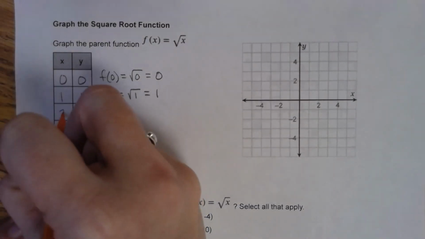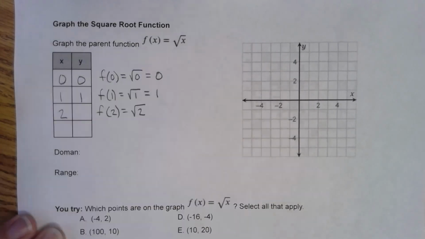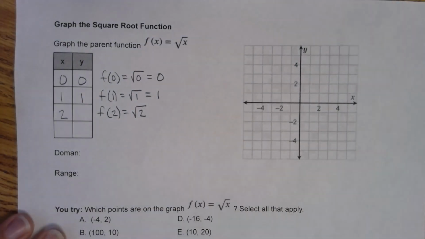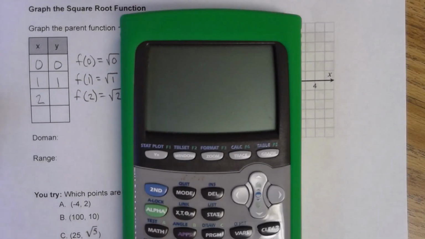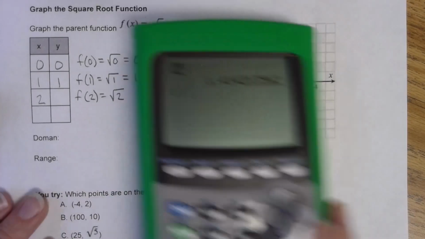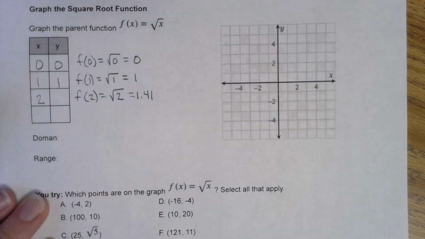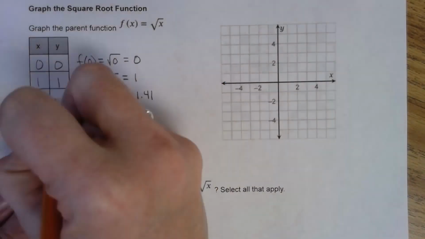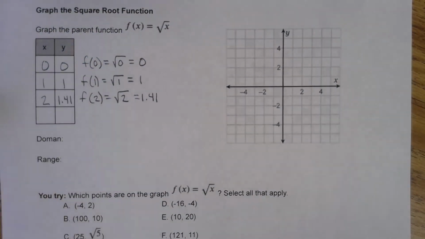Let's keep going, trying 2. So f of 2. When you take the square root of 2, it actually gives you a decimal. So let's see that in a calculator. Square root is the second square root key. Of course, have it turned on. Second square root of 2 gives us a decimal, 1.41. We may not really need to graph that point, but it is good to have it as part of our table just so we can observe, when we get to our graph, if it approximately passes through there.